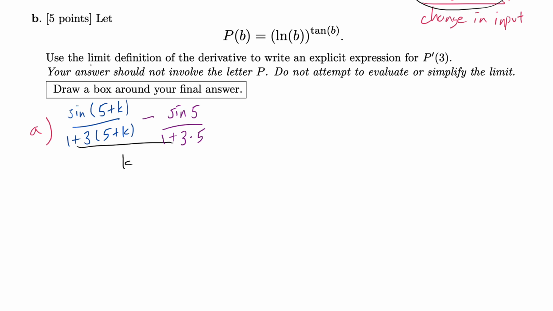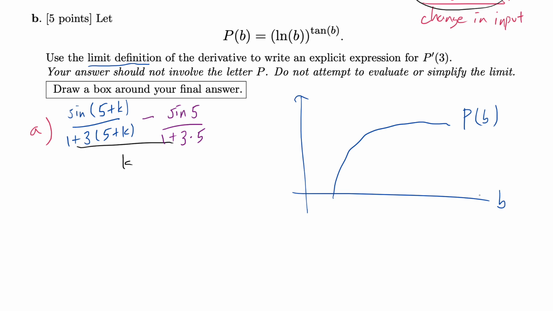Now we want to use the limit definition of the derivative to write an explicit expression for p prime of 3, and p of b is this function. B is the input, this is the output. And remember, how does the limit definition of derivative work? Well, how it works is that we have some sort of curve. So maybe this is the graph of p of b. So here we might have the b-axis, here we might have the output axis, and we have the graph of p of b going something like this.